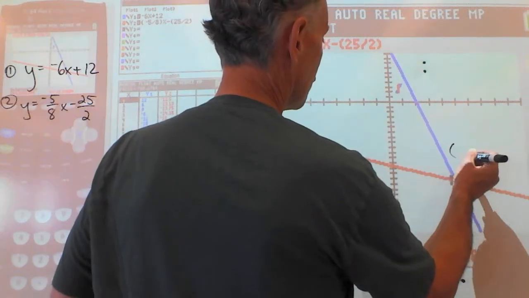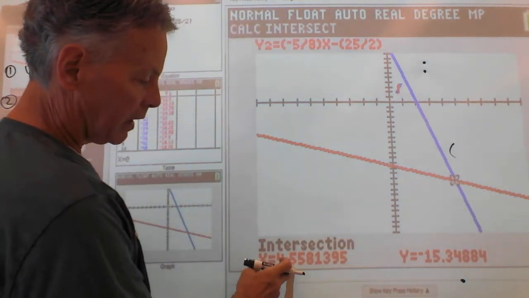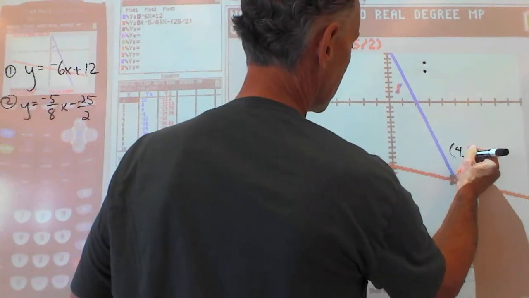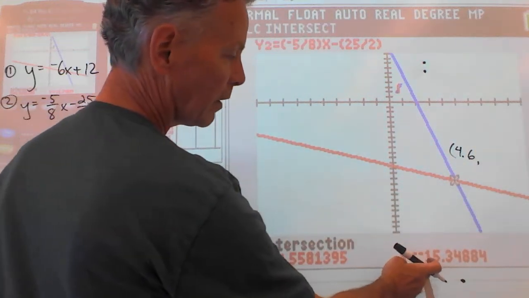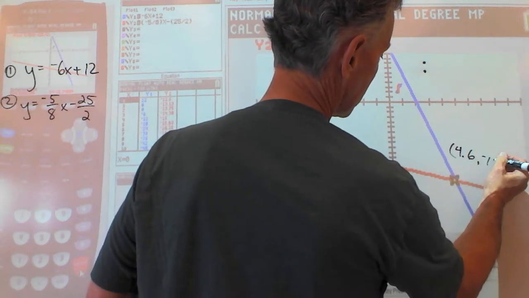which, rounded to the nearest tenth, give us an x value of 4.6 and a y value of -15.3.